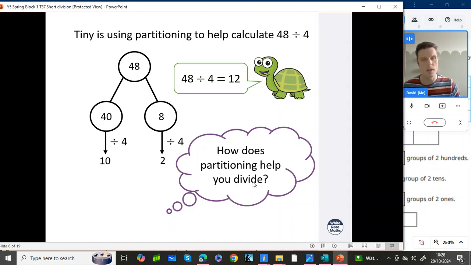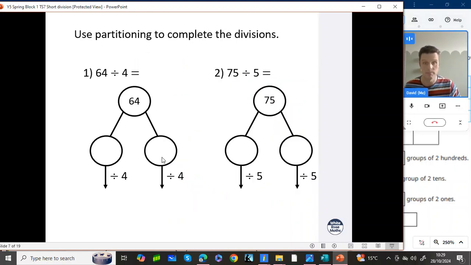Okay, the question is, how does partitioning help you divide? Have a think, pause the video here, and then we'll go through. So remember, partitioning breaks down the numbers into easier numbers to work with. So 40 divided by 4 is 10, and 8 divided by 4 is 2, which makes it easier to work with them, and then you just add the answers together.